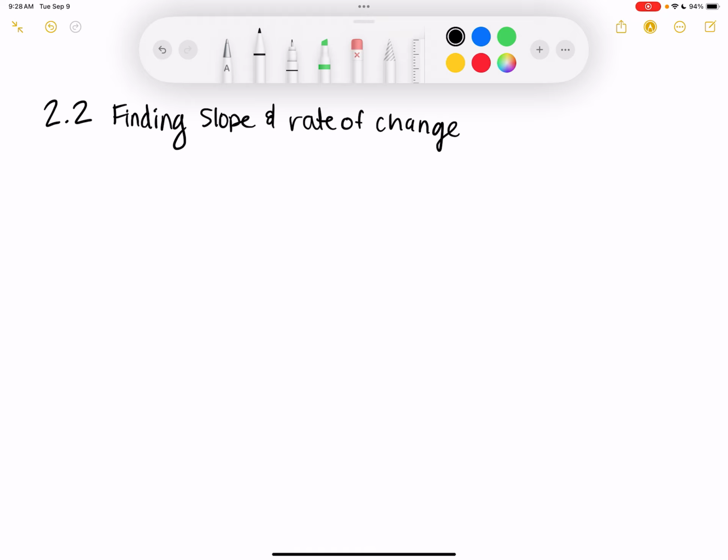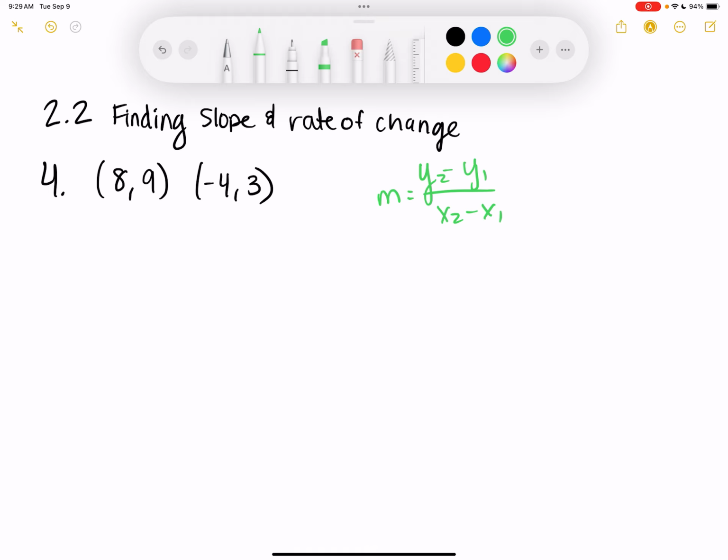We have the points 8, 9, and negative 4, 3. Just one time I'm going to write the slope formula, y2 minus y1 over x2 minus x1, because you should have it in your notes. If you struggle to remember the formula, you should probably write it every time you do a problem. This is going to be point 1, this is going to be point 2. It does not matter. It's just how I do it.